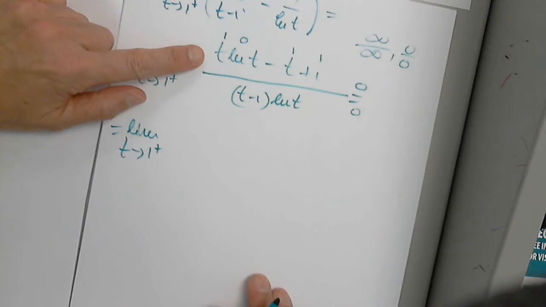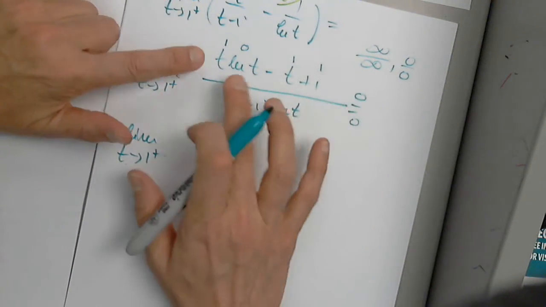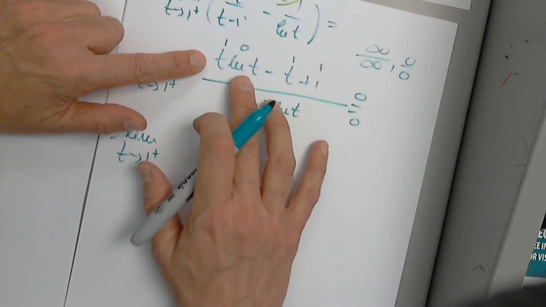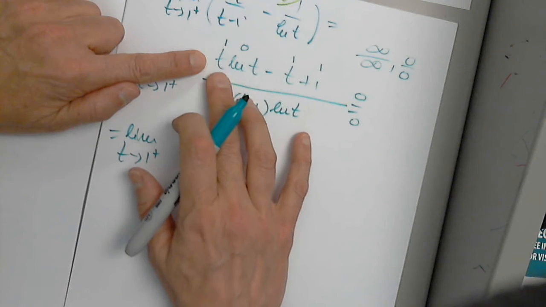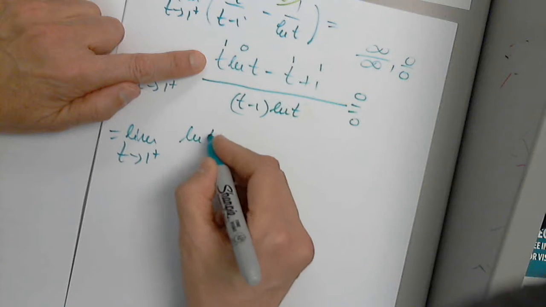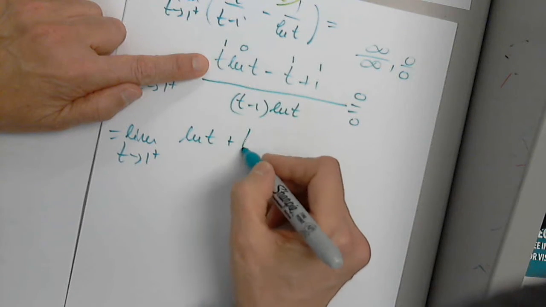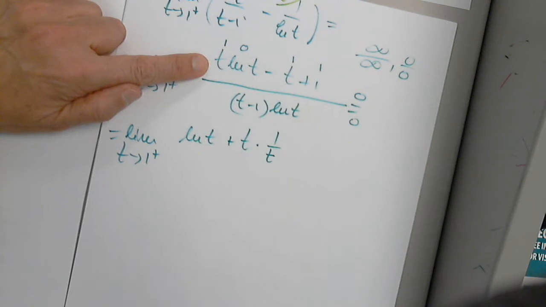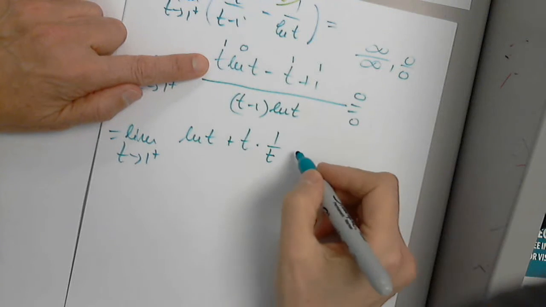So I will apply L'Hopital's rule, but also the product rule here. The derivative of t is 1, so I get natural log t plus t times 1 over t. This was on a previous test also. And minus 1.